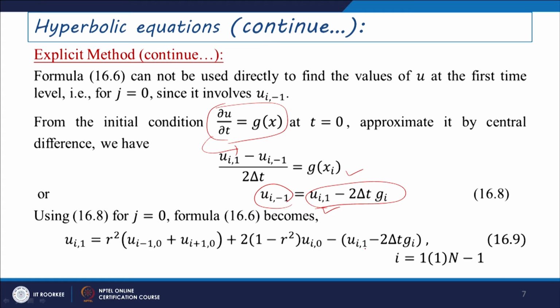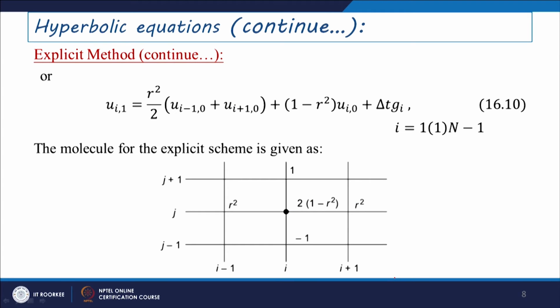So, u i minus 1 can be replaced by u i 1 minus 2 delta t g i there, and i is varying from 1 to n minus 1, or u i 1 can be written in the form of r square by 2 u i minus 1 0 plus u i plus 1 0 plus 1 minus r square u i 0 plus delta t g i, i equals 1 to n minus 1.